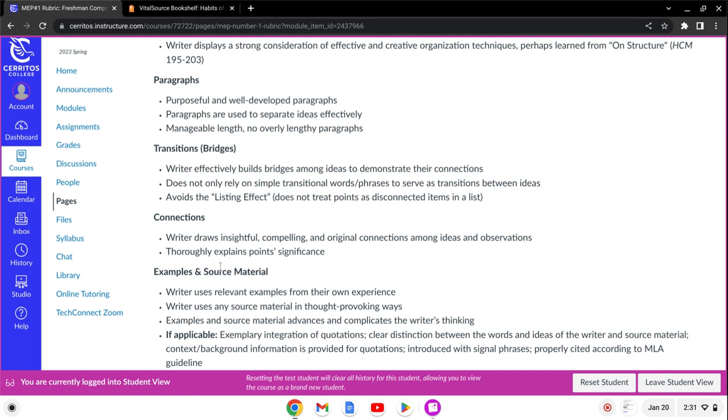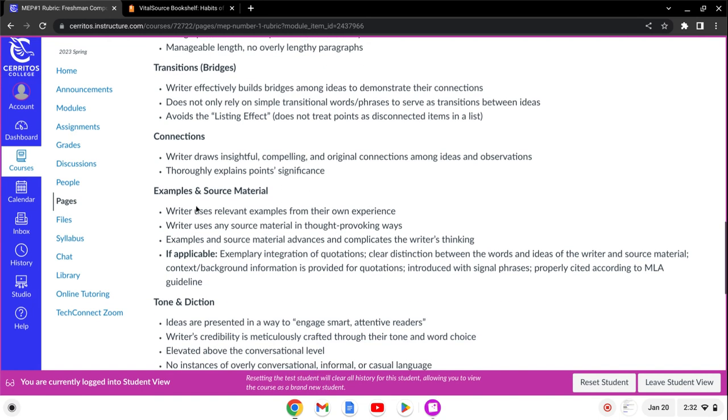And then make sure that you have thoroughly explained the point's significance. How and why do these things mean what you say they mean, okay? Don't just assume that your reader's going to understand what it means. We only have what's on the page, so it's up to you to provide us with that explanation. So thoroughly explain the significance of these ideas. Why do they matter? How do they connect to the other points that you've explored?